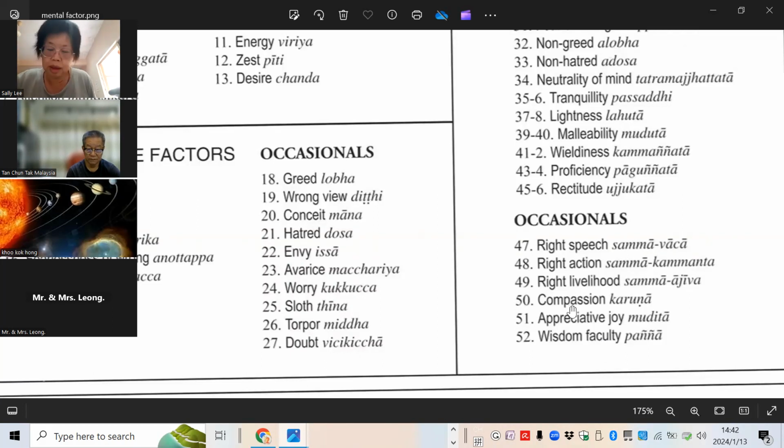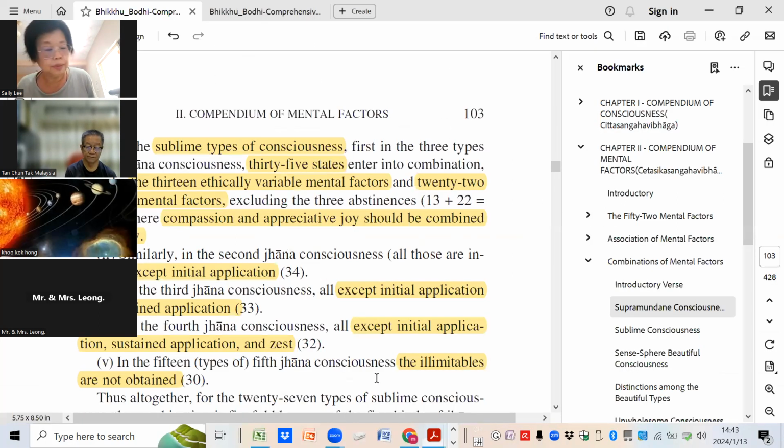Then we have compassion and appreciative joy. So we add these 3 more, because according to Abhidhamma, once you reach the jhana, you don't have right speech, right action, and right livelihood during the jhana. Now we talk about the jhana. So 19 plus another 3, how much in total, Sally? 22. Let's take a look. You see, we get 22 here.